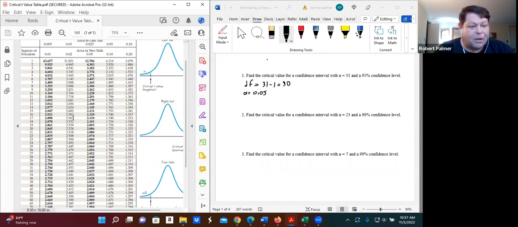So for 30, we're going to find under the area in two tails, for degrees of freedom equal to 30, the one that matches up to alpha equals 0.05. We look down here at degrees of freedom equals 30. And this other darkened column, these are the most common ones used. That's the reason they're bolded, 0.01 and 0.05. For 30 and 0.05, our value is 2.042.